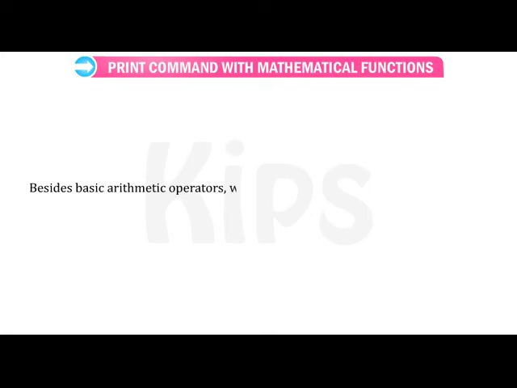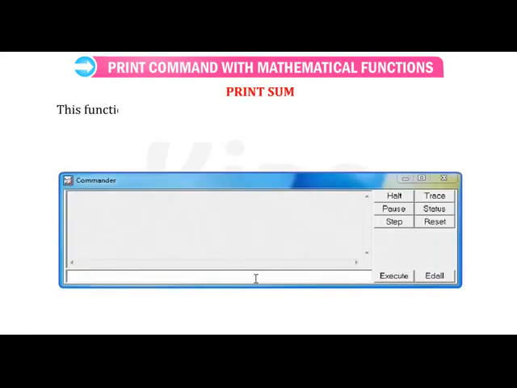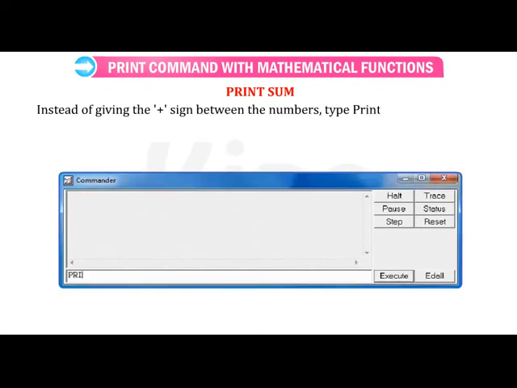Let us learn about print command with mathematical functions. Besides basic arithmetic operators, we can also work with mathematical functions in Logo and make our work easy. Print sum. This function is used to add two or more numbers and display the result. Instead of giving the plus sign between the numbers, type print sum followed by two numbers. A space should be given between the numbers.